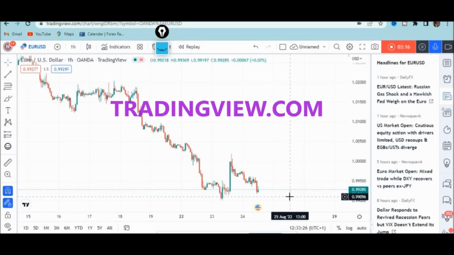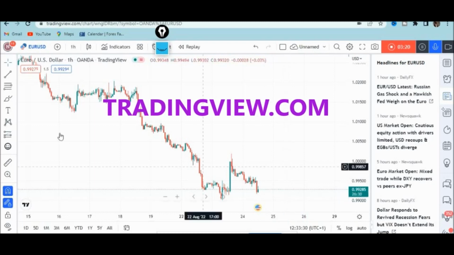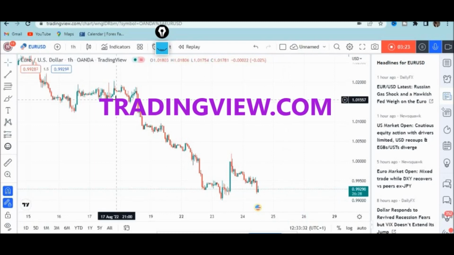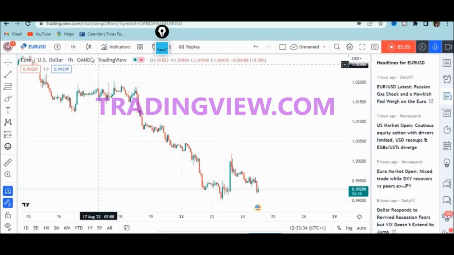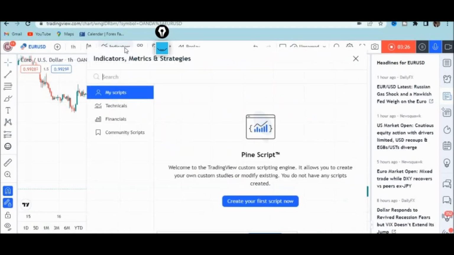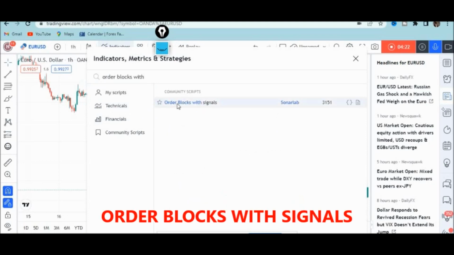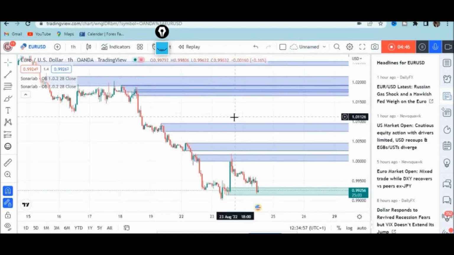So guys, this indicator is very free. You don't have to buy it. What you're supposed to do right about now is click on the indicators tab right here. Once you click on it, you type order block. I'm going to click on order blocks with signals. So here it is, boom, the order block is on the list. Just click on it the first time, and then you click on it the second time. And this is how it appears on your chart.